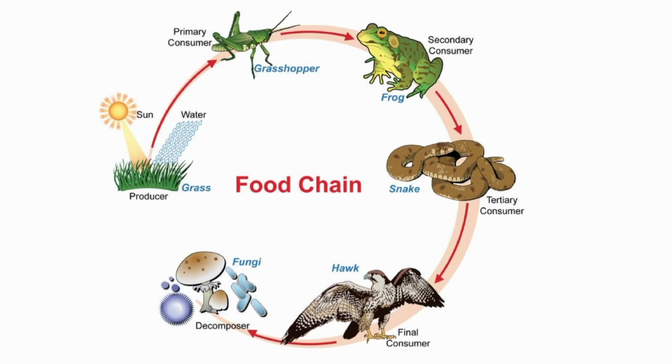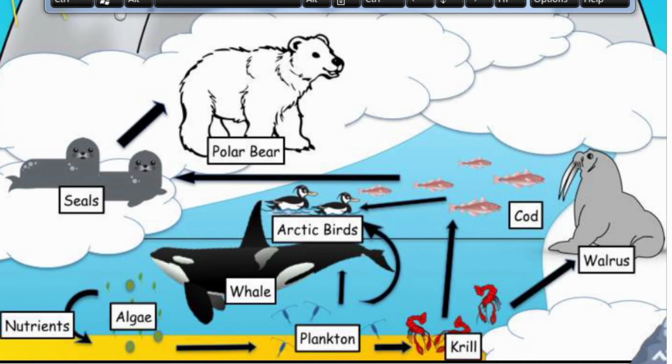This is another example, an aquatic food chain. You can see smaller plankton eaten by krill, and krill eaten by walrus, and walrus eaten by both the whale and the polar bear. When the whale and the polar bear die, they will return nutrients back to the soil. Also, you can see the krill is being eaten by smaller fish, and these smaller fish will be eaten by the whale and the polar bear. When they die, they will be eaten by decomposers, and they will return nutrients back to the soil.